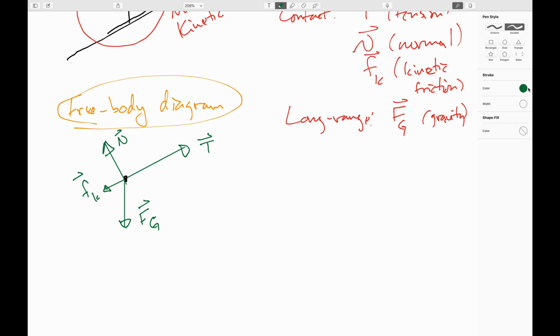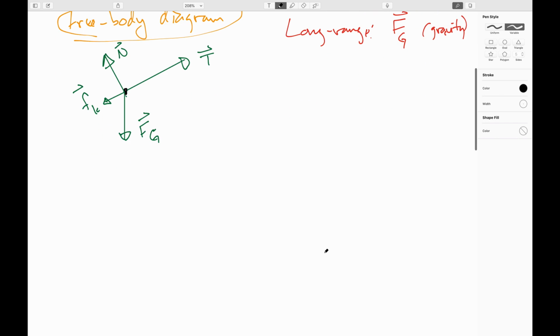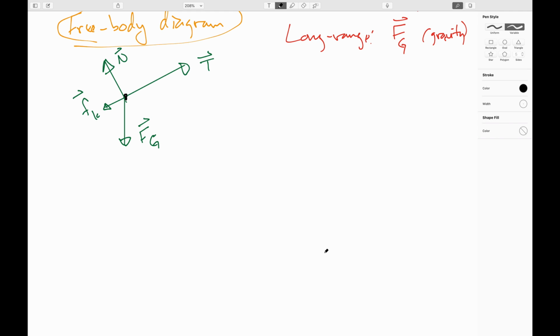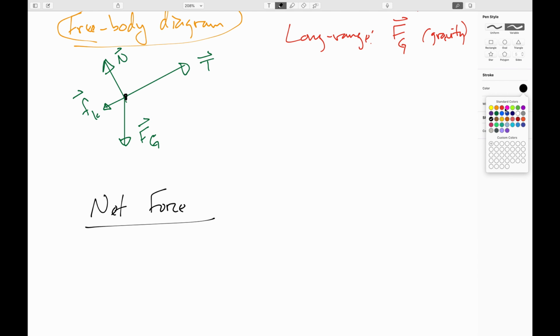Now, in the next video series, we will be looking at Newton's laws of motion. And in order to apply Newton's second law of motion, we'll have to calculate a thing called the net force acting on an object. So net here means what you get as the result of a vector addition.